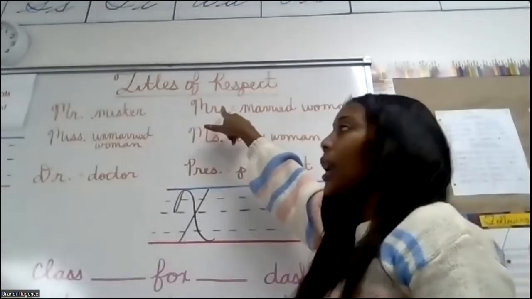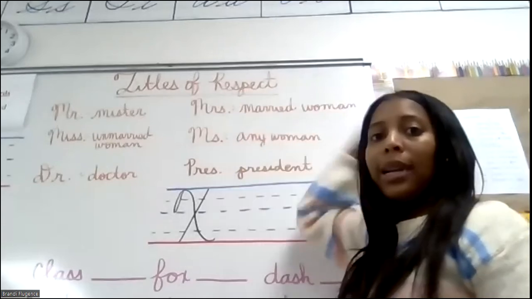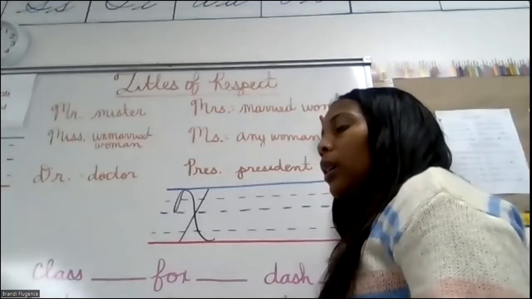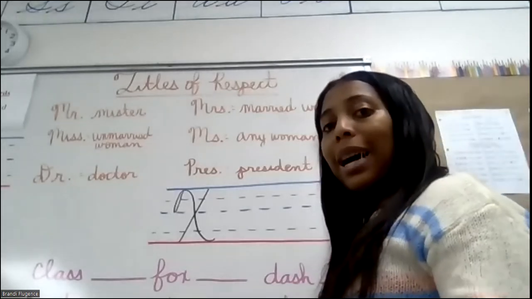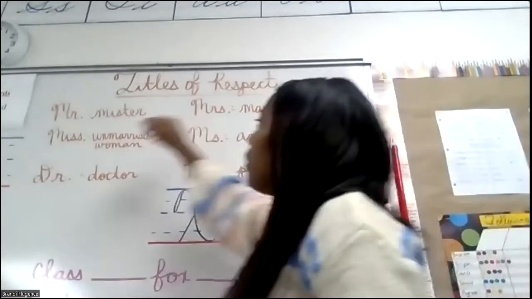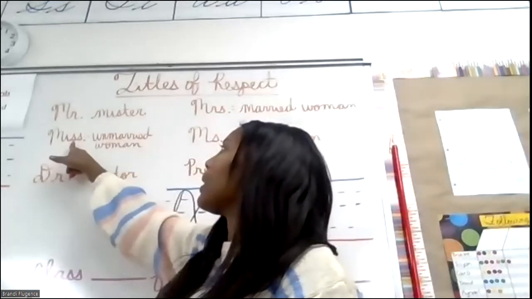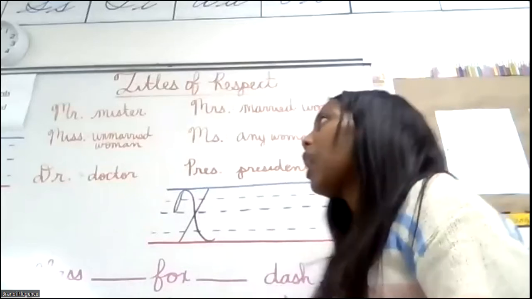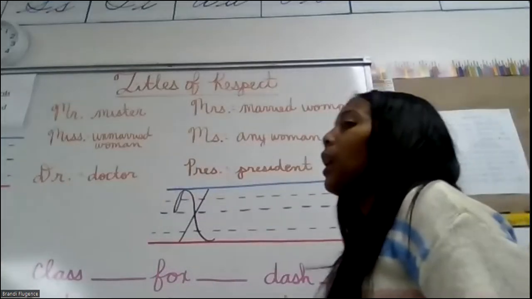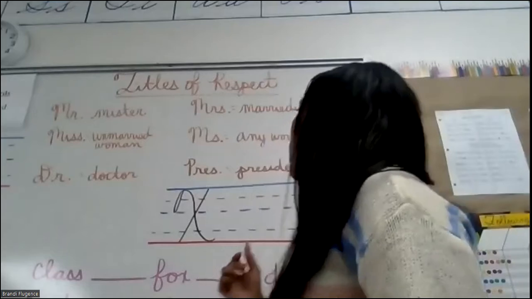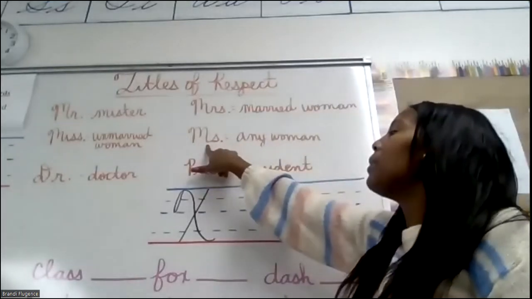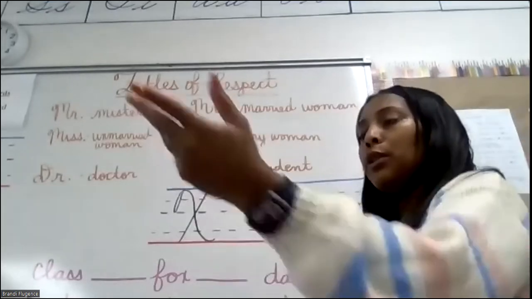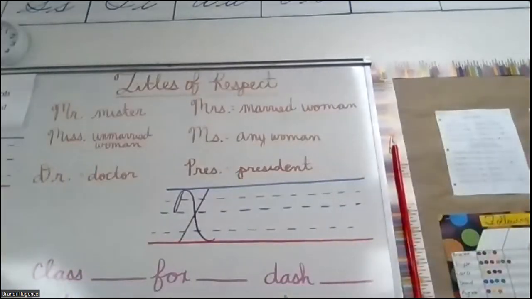Mrs. is capital M R S dot. This Mrs. is for a woman that is married. So if a woman is married, you would say capital M R S dot. Then we have Miss, capital M I S S dot. This Miss is for a woman that is not married. So if she's not married, she doesn't have a husband, you would put capital M I S S. Next, we have capital M S, which is Miz, and this is for any woman. So if you don't know if the woman is married or not, you can use capital M S dot.